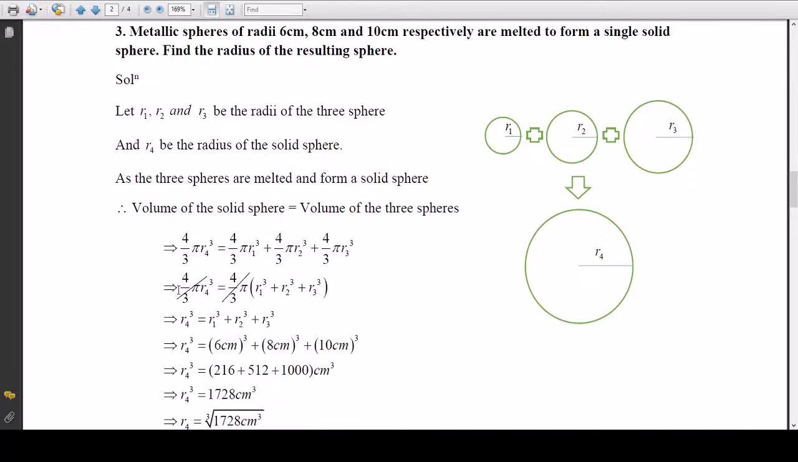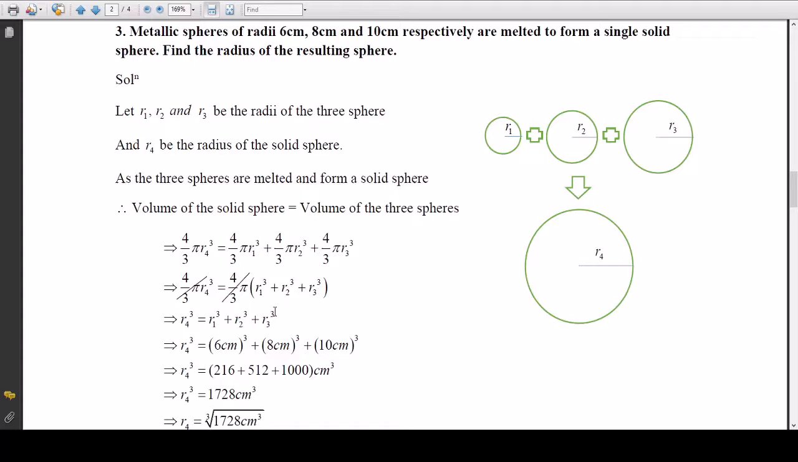Now the left side is the same. On the right side, 4 by 3 pi here, here also 4 by 3 pi, here also 4 by 3 pi. That means 4 by 3 pi is common. You take 4 by 3 pi common. Inside the bracket you have R1 cubed plus R2 cubed plus R3 cubed. Now from the left and right side, 4 by 3 pi, 4 by 3 pi, you can cancel. Remaining only R4 cubed is equal to R1 cubed plus R2 cubed plus R3 cubed.